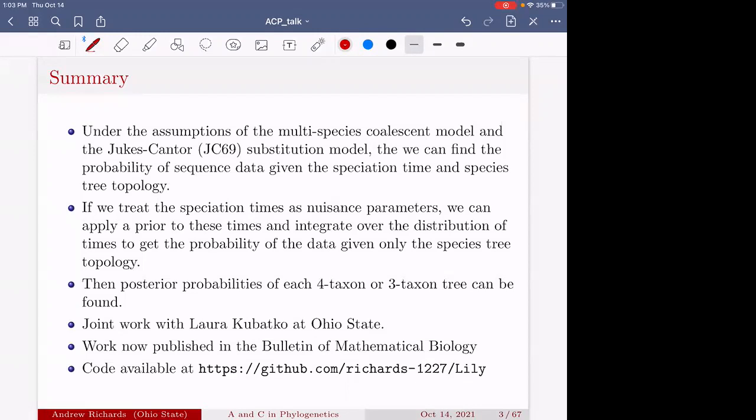This is joint work with Laura Kubatko, also at Ohio State. This is recently published in the Bulletin of Mathematical Biology. And the raw code is also available on GitHub. It's currently only in raw code form. It uses Thread Building Blocks for parallelization. And so I've had some issues getting it to create executables that anybody can just get and run with. So if you want to use the raw code or the executable, just shoot me an email and I can work with you to get executables running on your computer if you're interested.